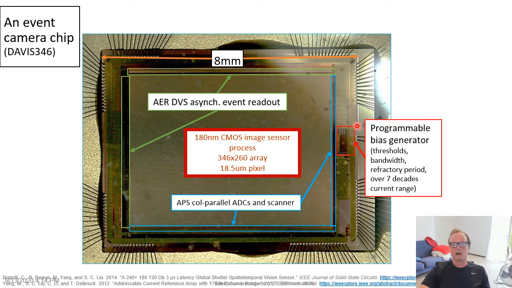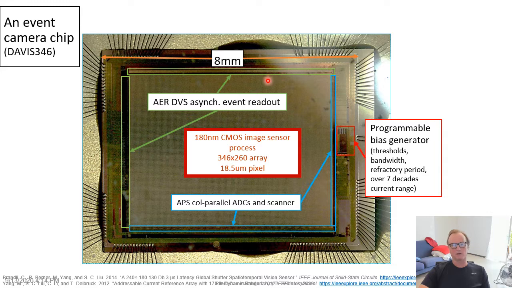On the other two edges of the chip, you have the active pixel sensor column parallel A to D converters and a scanner. And then a very important component of all these event cameras is the so-called programmable bias generator. It's something that generates the thresholds, the bandwidth, the refractory period, and it's important that it generates over 7 decades of dynamic range, because the range of currents that you have inside a pixel like this is huge. And so you can read about that in this paper down here from Minhao Yang and me, addressable current reference array with 170 dB dynamic range. This is our latest generation so-called programmable bias generator that uses Boltzmann-Gilbert current splitters to generate these digitally programmable bias currents.